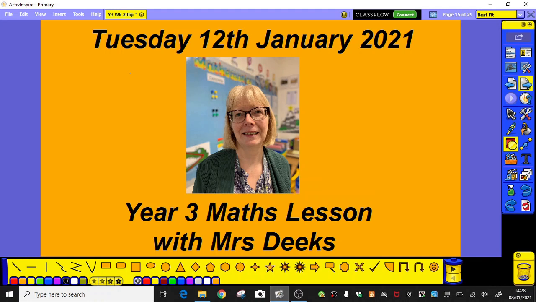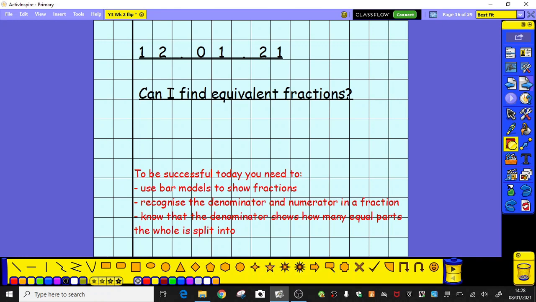Today we're going to be looking a little bit more at equivalent fractions, and I hope that you've got your fraction rule that you used yesterday to help you with today's work. Today, to be successful, you're going to need to be able to use bar models to show fractions, recognise which is the denominator and the numerator in a fraction, and know that the denominator shows how many equal parts the whole thing has been split into.